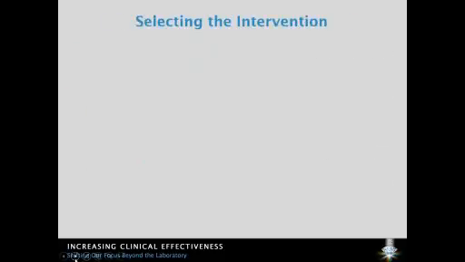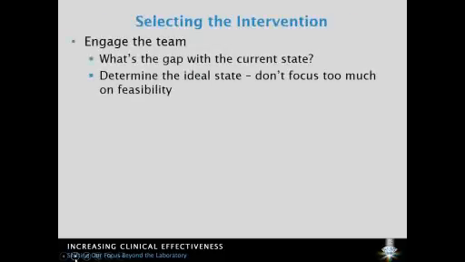So after we've created the problem statement, we're going to now select the intervention. For this, we've got to engage the team. So you've now brought the people who are going to be on the team to the table, and you've defined the gap with the current state. There's something not right about the current performance level of this problem. And in that team meeting, you want to determine what is the ideal state. I always like to tell people, don't focus too much on feasibility. If you focus on feasibility right up front, you may censor yourself or shortchange some really important ideas. So you really want to focus on desirability first. There'll be plenty of time for focusing on feasibility later.